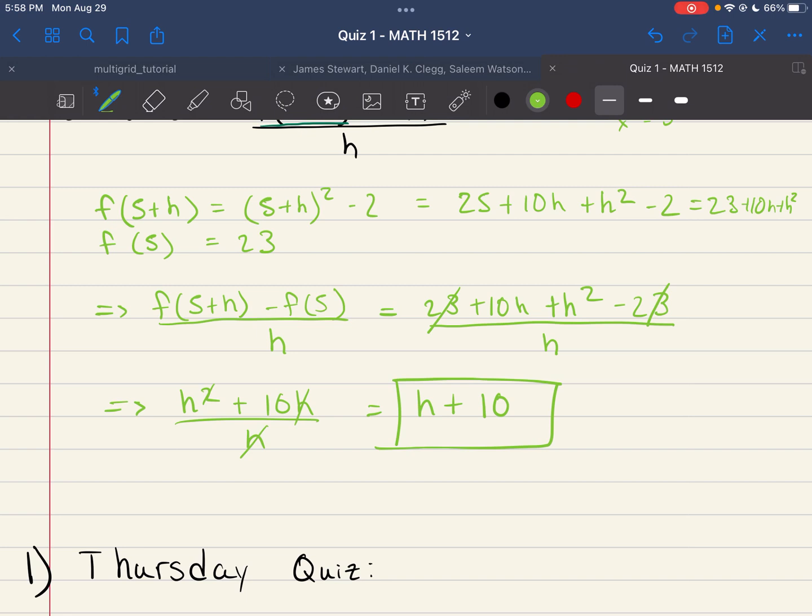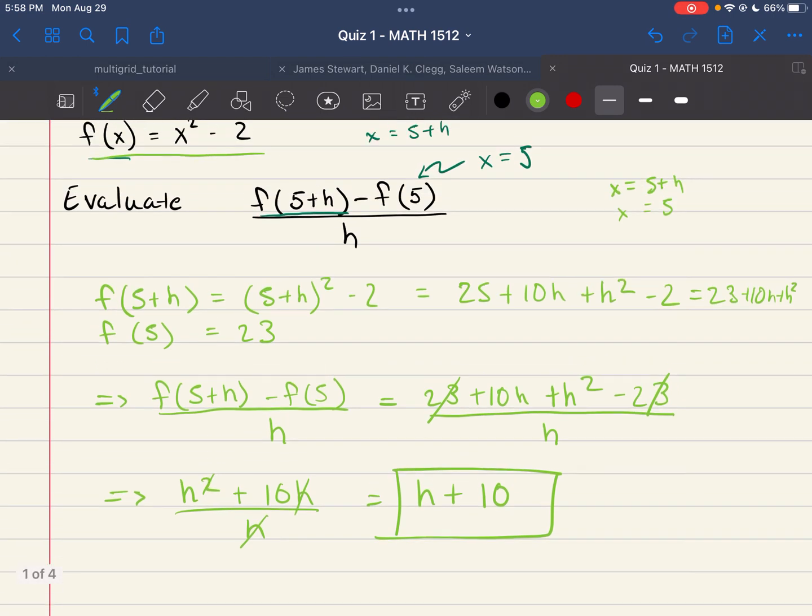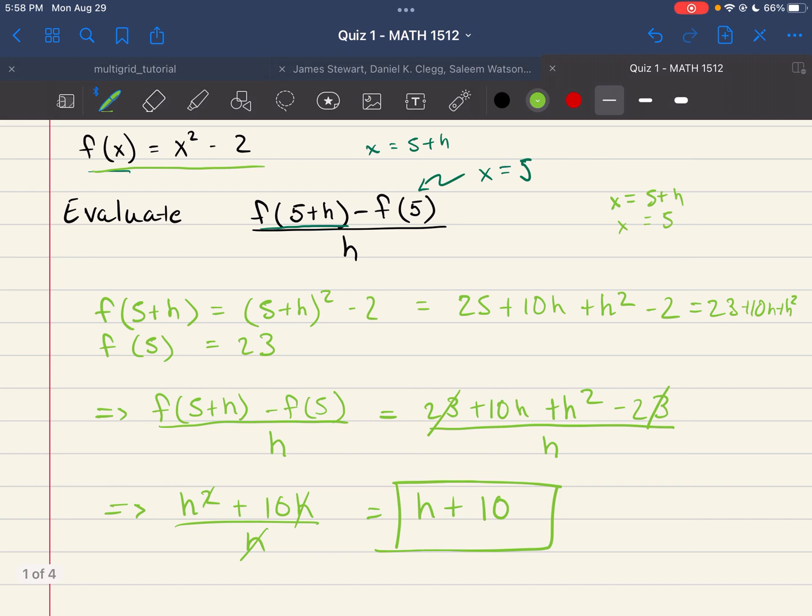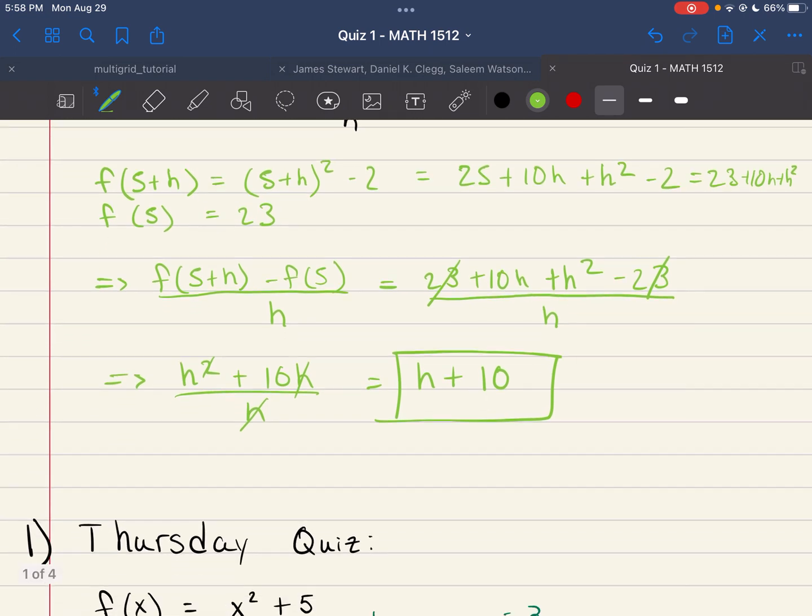We don't need to do a limit here. We just want to evaluate this difference quotient, so we substitute in the two values for x and then simplify as far as we can go. That gives us h plus 10.